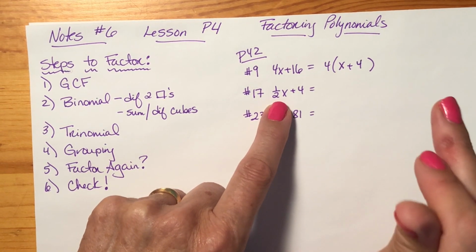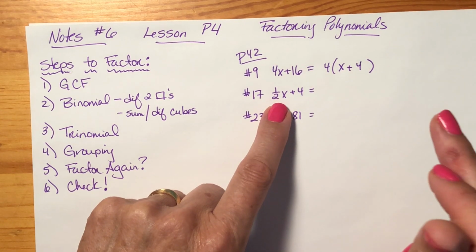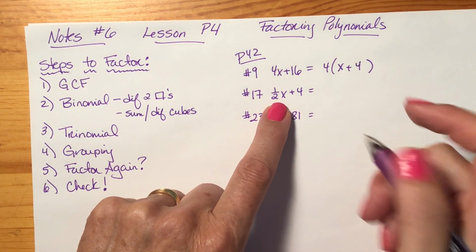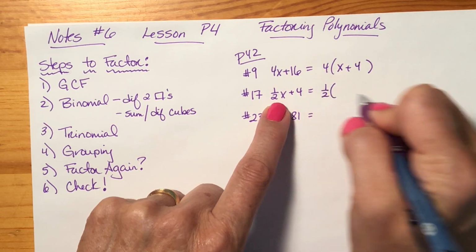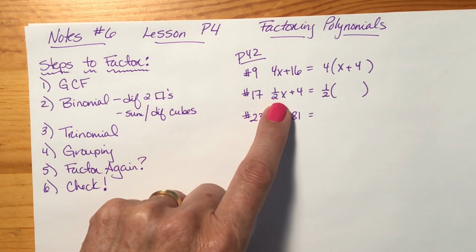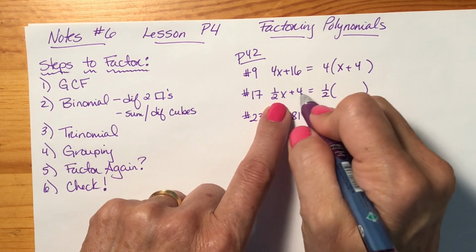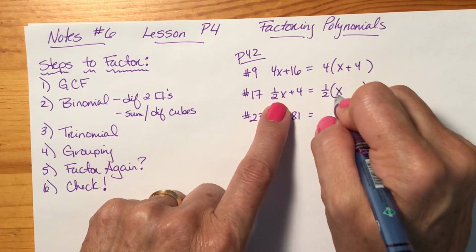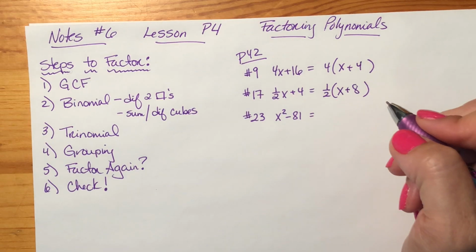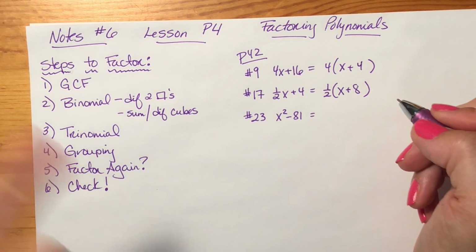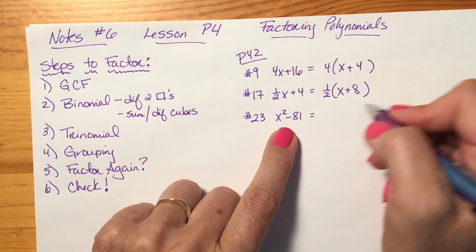I picked 17 on purpose. It's just plain old weird, all right? Now, who in their right mind would pull out a 1/2? But Ron is challenging us to think about these problems a little bit differently. So you pull a 1/2 out of both of these. This would be x plus 8 in the parentheses, okay? So a little bit different kind of problem here. I'm not sure I would bother, but maybe you would.